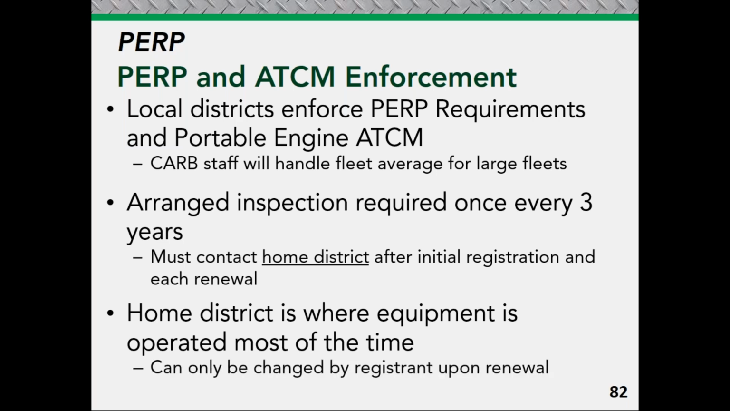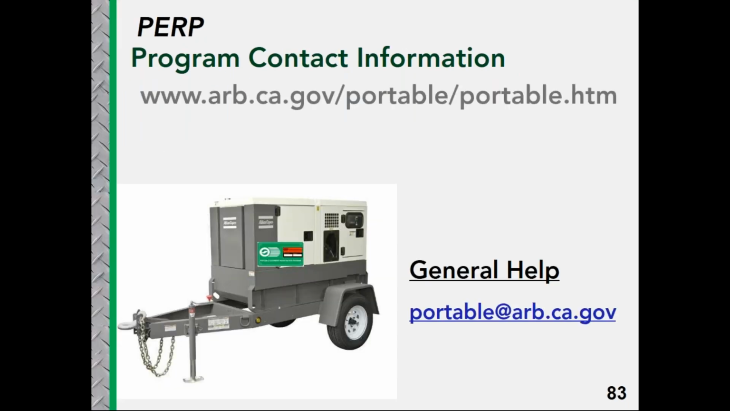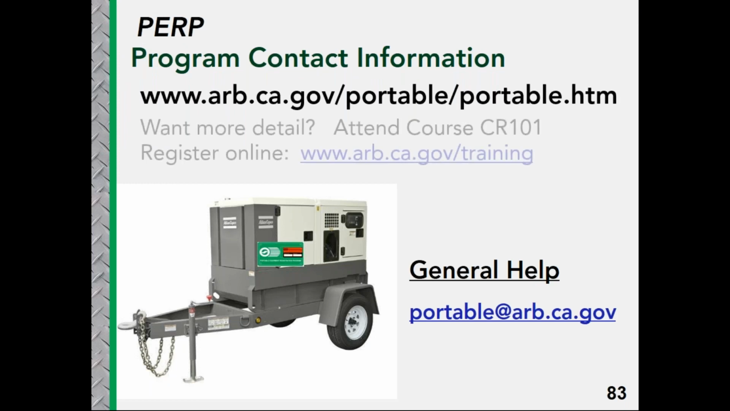Home districts can be changed if you have a situation where you're moving the unit to a different area of the state and you want to change the home district. You can do that when you renew the permit. If it's in the middle of a permit time frame, in the middle of the 3 years, then only the local district can request that change, and it's the local district that you're moving into that would be the one that would request that change. And that is the information I have on the portable equipment registration program and the portable diesel ATCM.